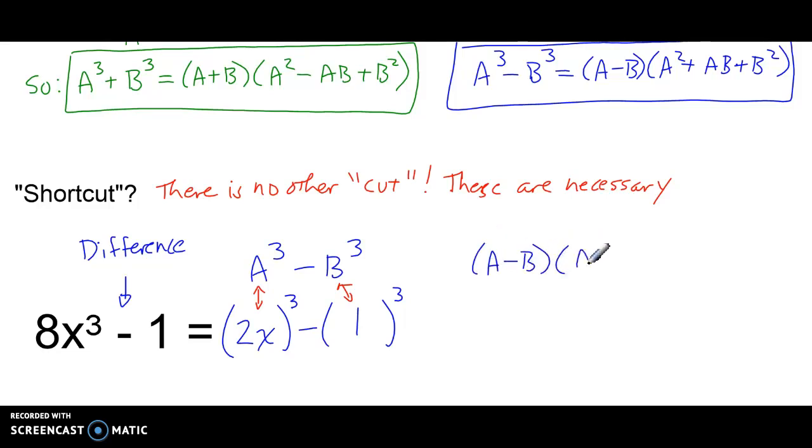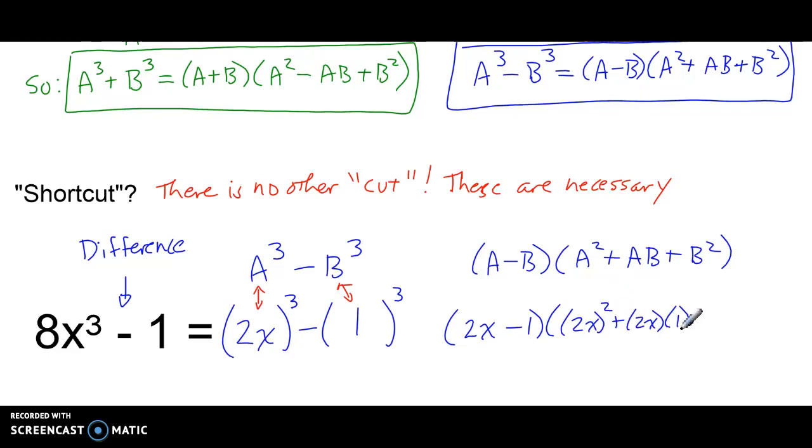A minus b, a squared plus ab plus b squared. So that's going to be 2x minus 1, 2x squared plus 2x times 1 plus 1 squared. And if you can do those in your head, go right ahead and do them in your head. And they're not all that difficult to do.